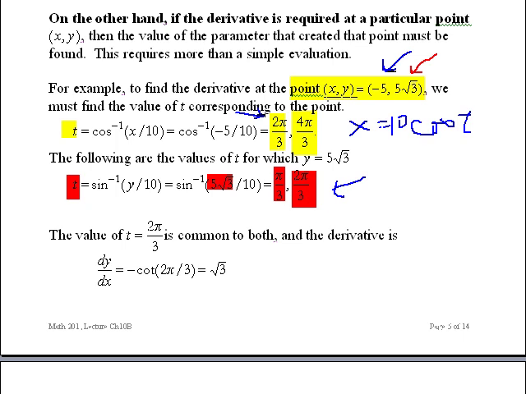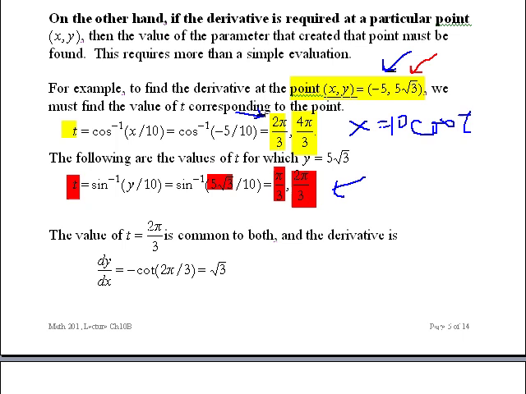I want to go over that procedure again. Just from the equations themselves, we can get an expression for the derivative as a function of time. If we want to know the derivative at a particular time, that is just a matter of substituting that particular time in for the value of the parameter t. If instead we want the derivative at a specific point in the xy plane, some point xy in the plane, then we have to go and find the value of t that created that point.